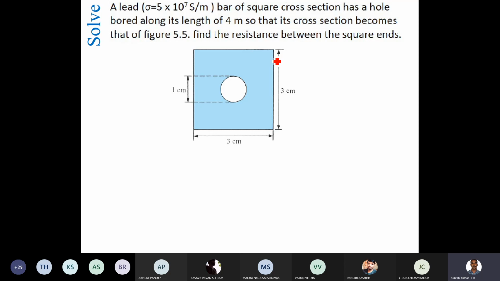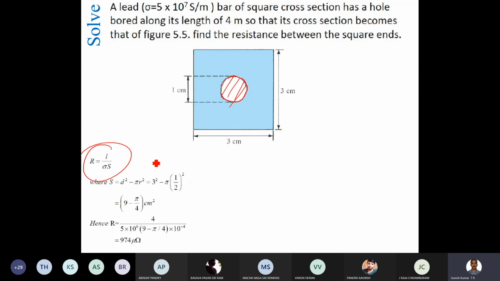See, there is a lead bar, a lead material with a cross-sectional area given. There is a hole made, and the diameter is given as 1 centimeter, and you need to calculate the total resistance. So the total resistance you can calculate, and you can subtract this part. That way you can calculate.